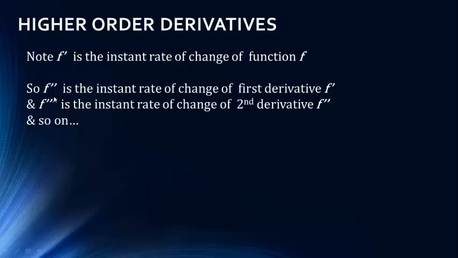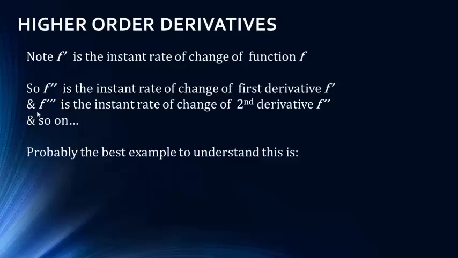It looks like it's raised to a power of 4, but it's just the fourth order derivative, and 5 and 6 and so on. Now, there's a good example to understand how this relates, because remember, the first derivative is the rate of change. So what we're saying here is the second derivative is the rate of change of the rate of change. And that can be a little bit difficult, intuitive as well.